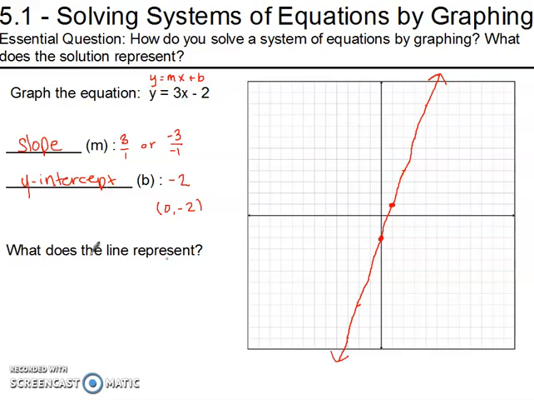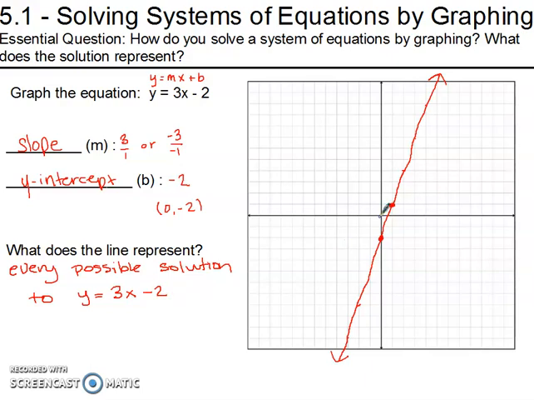So this line represents every possible solution to my equation y equals 3x minus 2. I'd like to go ahead and test this out and just show you exactly what I mean.